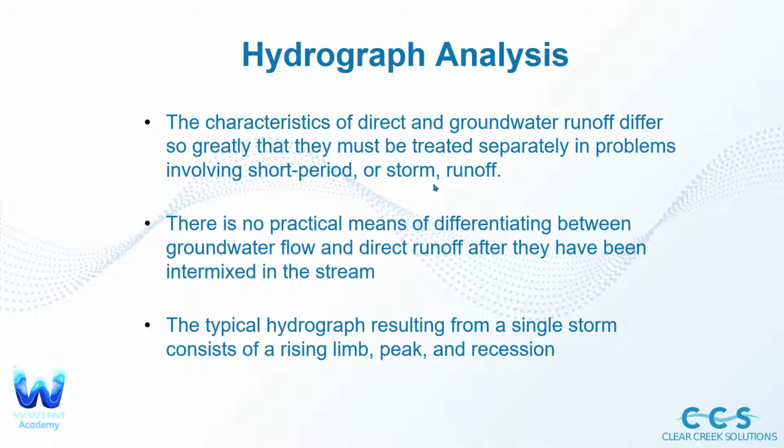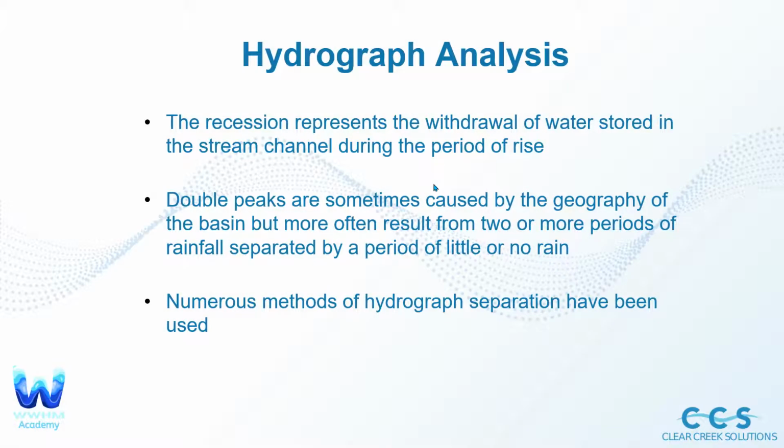The typical hydrograph resulting from a single storm consists of a rising limb, peak, and recession, and we'll take a look at a few graphs here shortly. The recession represents the withdrawal of water stored in the stream channel during the period of rise. Double peaks are sometimes caused by the geography of the basin, but more often result from two or more periods of rainfall separated by a period of little or no rain. So if you view a hydrograph with a double peak, it could be the geography of the region, but most likely it's just two concurrent stormwater events with a little bit of separation. Numerous methods of hydrograph separation have been used to identify these different components.